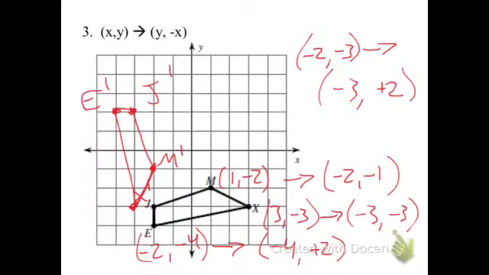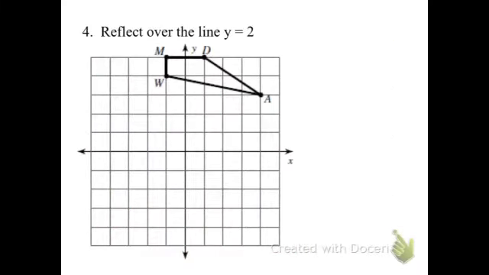And here, let me make X a little bit better location. So there's my X prime. And now I got my shape right there. My figure. Moving on to 4, we need to reflect over the line y equals 2.